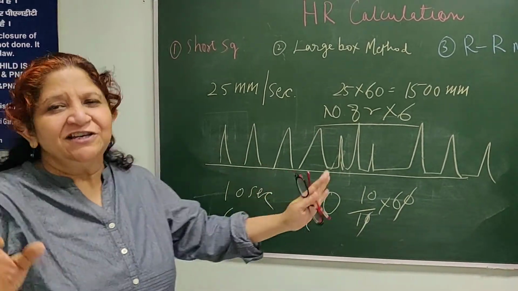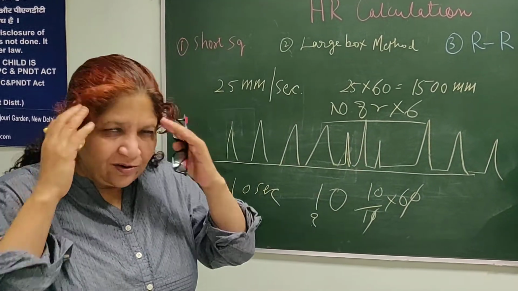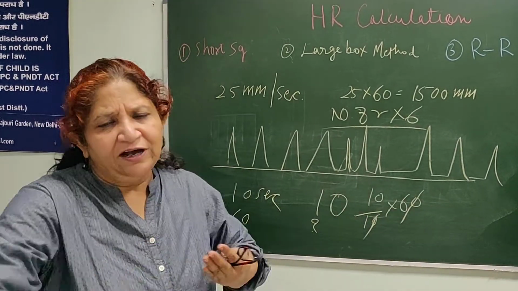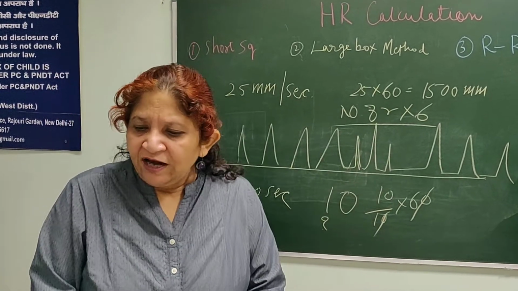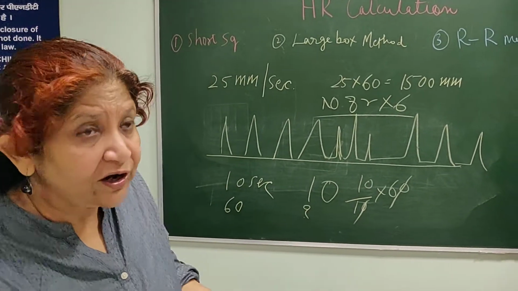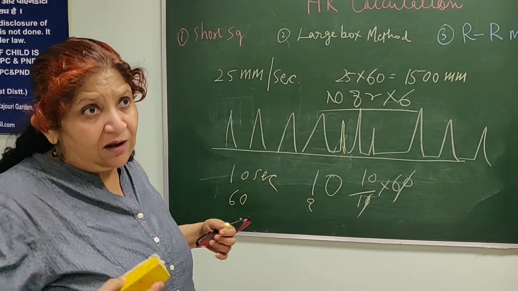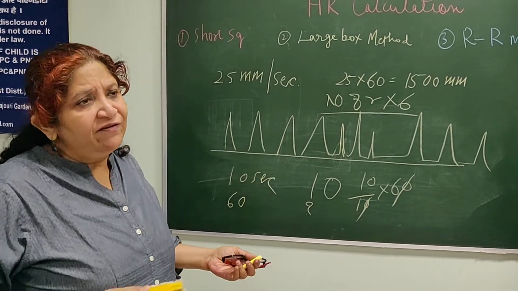This is the easiest method, guys, I tell you. No confusion at all. Okay, so just take the rhythm strip, count the R waves, multiply by 6. And it will give you the heart rate, be it regular, be it irregular, be it fast, be it slow. I usually do it this way because I find it very easy to calculate.